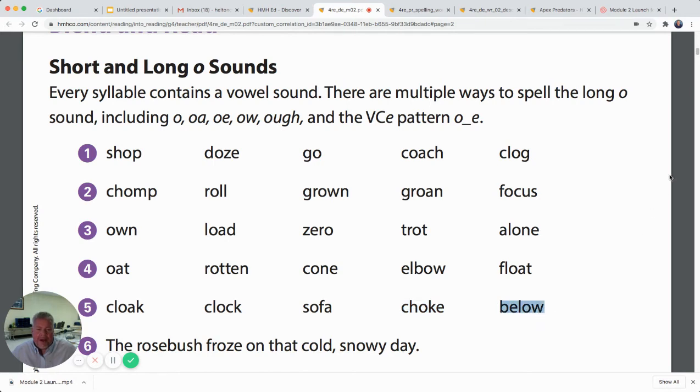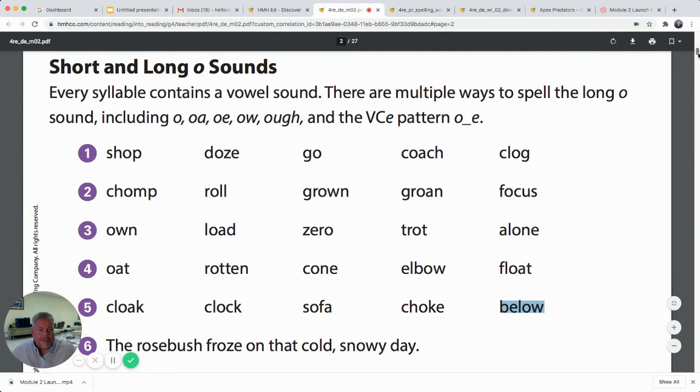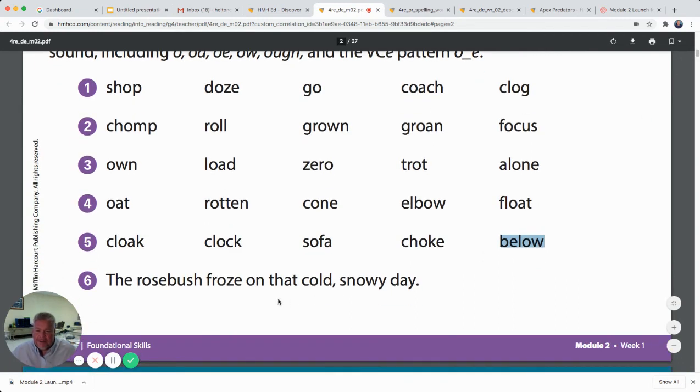Below. OW pattern. Let's look at this sentence here. The rose bush froze on that cold, snowy day. So let's look for the O's in this one. Rose bush. That's a long O spelled with an O by itself. Froze. O consonant E pattern. On. Short O. Cold. Long O by itself. Snowy. Long O with an OW. So there are the patterns you're going to see in your spelling words this week.